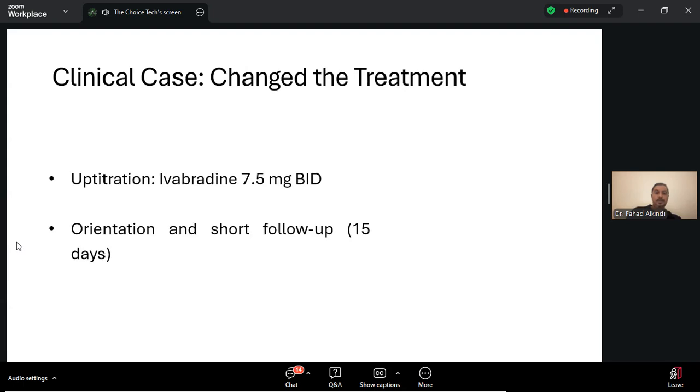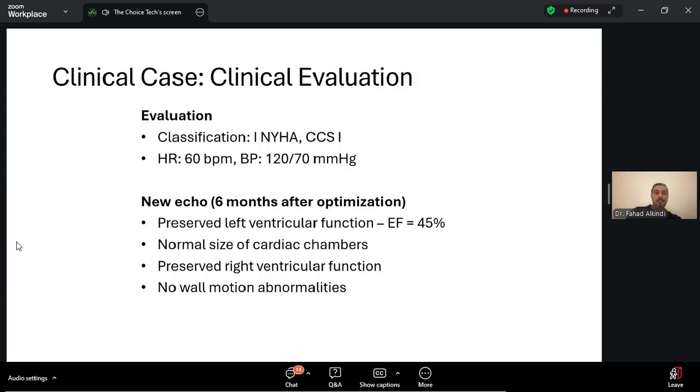So 6 months after anti-failure medication and anti-ischemic medication, repeated echo showed improvement of the ejection fraction with improvement of the clinical symptoms of the patient.